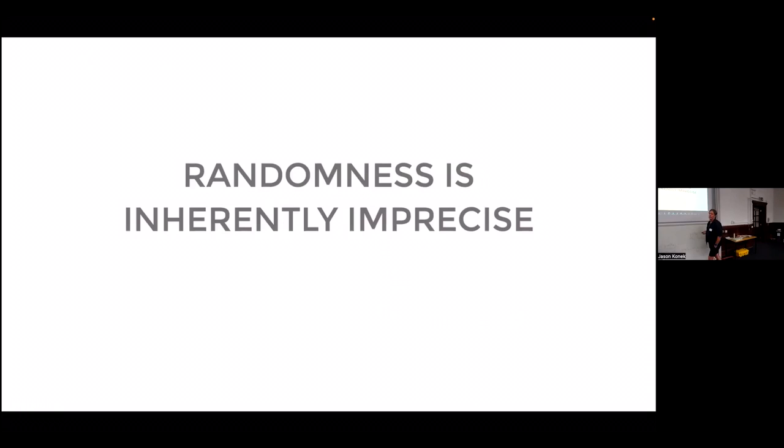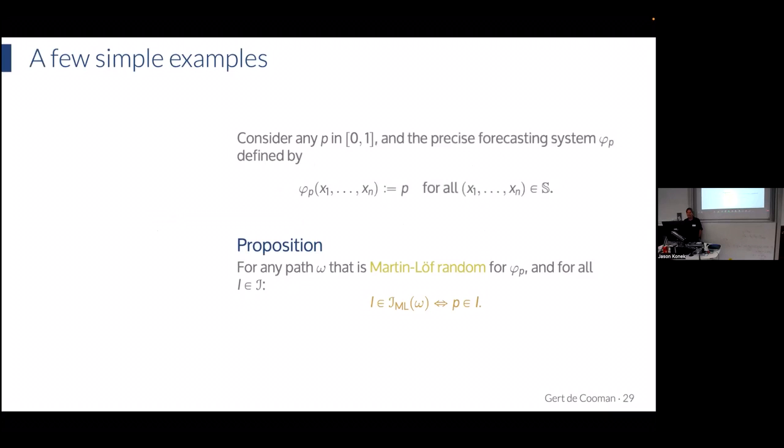So these are a number of results that you can prove. And now I'm going to go to what I think is the most important part. I'm going to try and argue why I think that the notion of randomness and the imprecision there is very important. The reason is the following. I'm going to give you a few examples. So first of all, consider any precise probability and consider a precise forecast in each situation. So after observing x1 through xn, a sequence of zeros and ones, the forecast is going to be the constant p. Whatever I observe, my forecast will be p, the precise number.